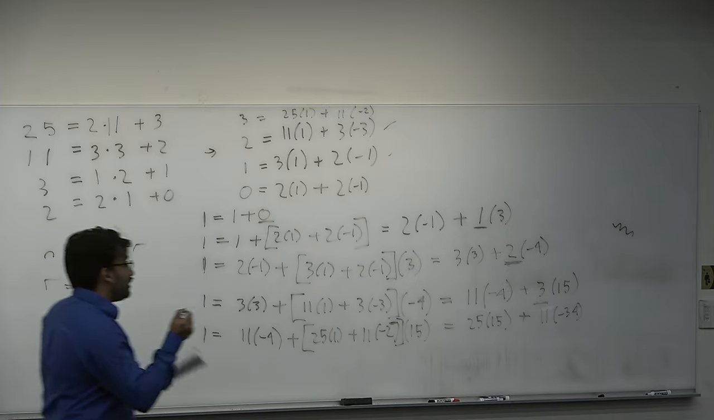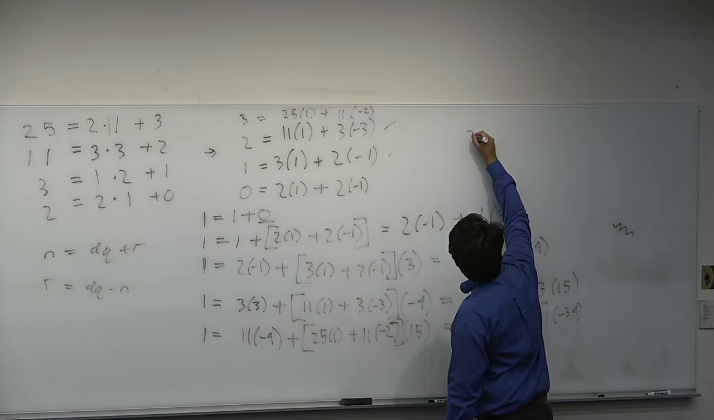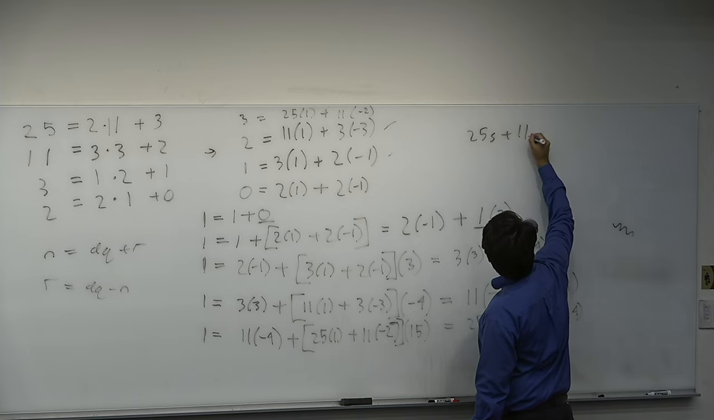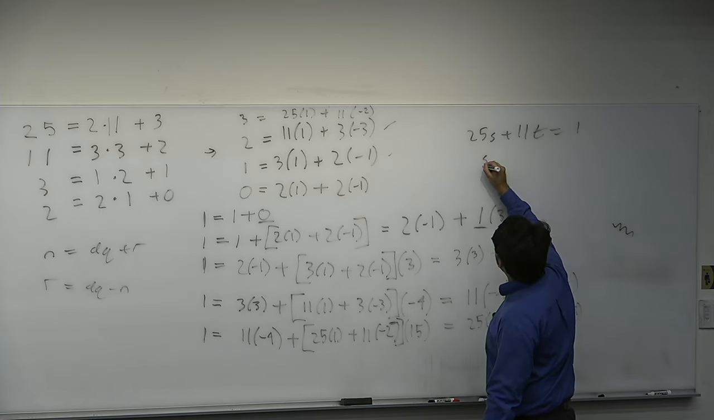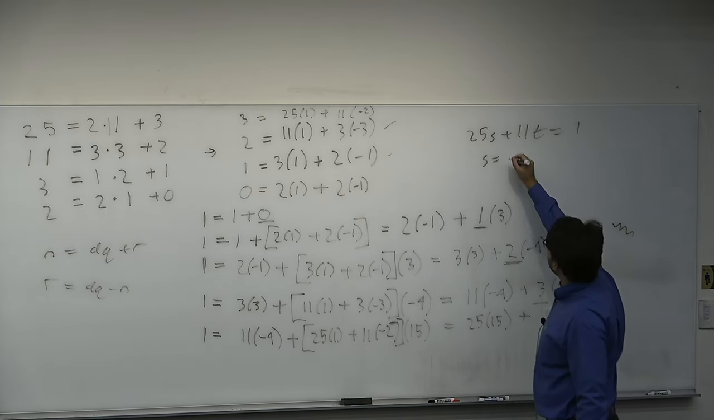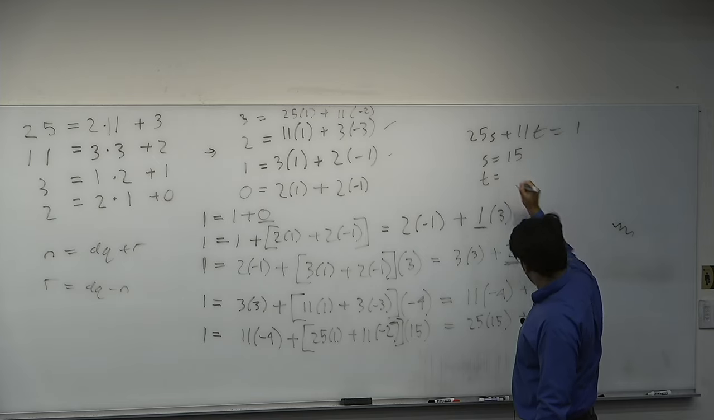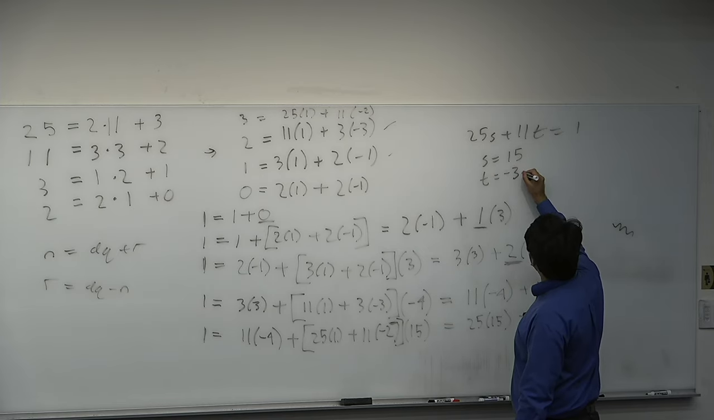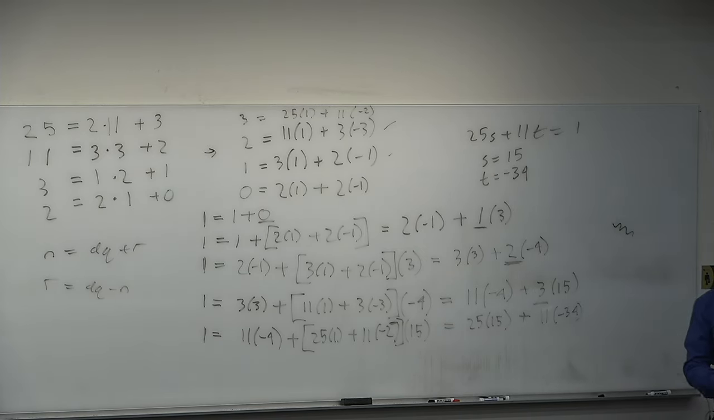So what's our S and T now? We see that for 25S plus 11T to equal 1, we have S is equal to 15, T is equal to negative 34. Now, is that the first answer? No. I think the answer of 4 and negative 9 was much simpler, obviously, right? I don't even want to think about multiplication of 11 times negative 34 or 25 times 15.